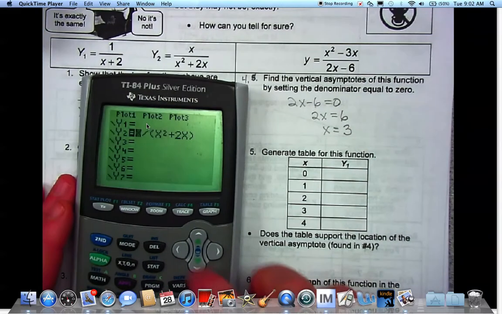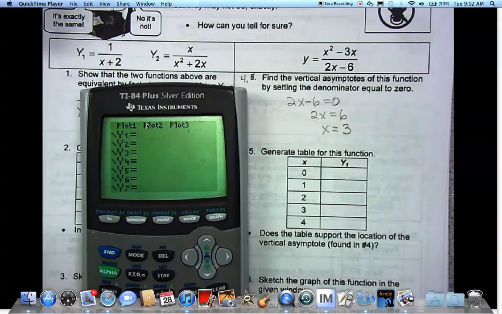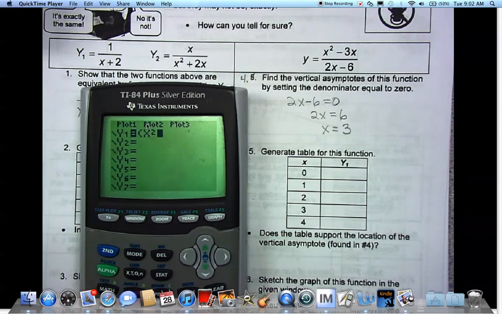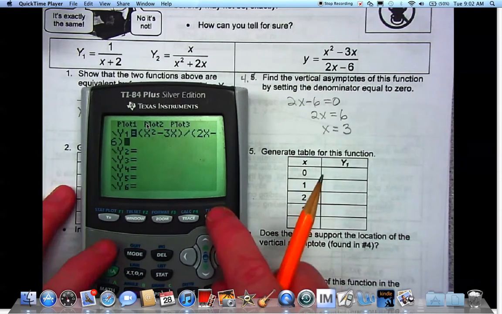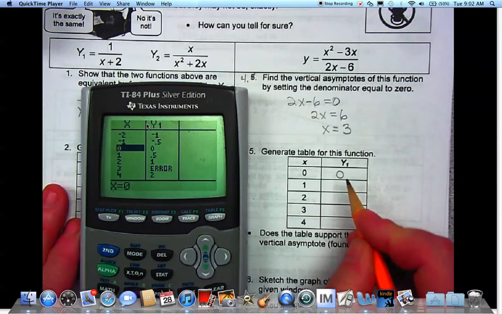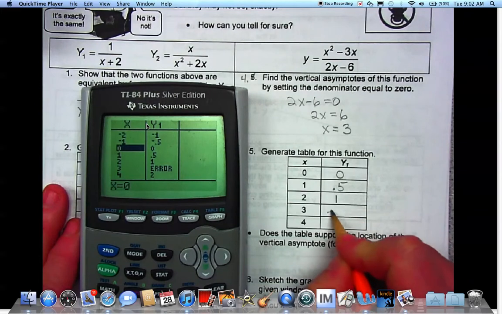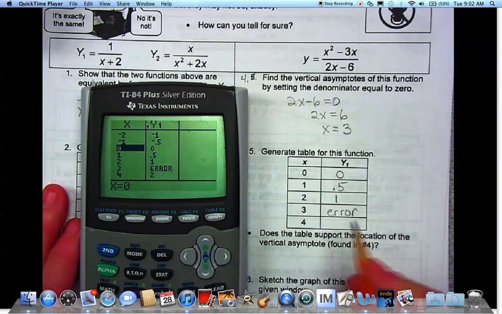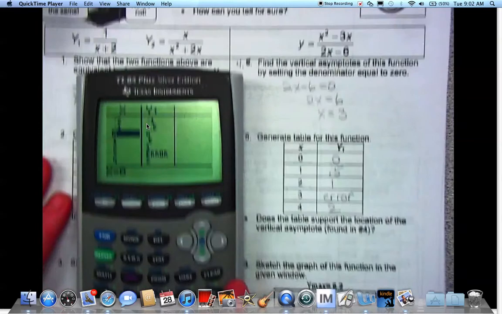So we're going to plug in, we have to do parentheses around the numerator and the denominator. X squared minus 3x divided by 2x minus 6. Yep, here's an error. Go to the table. 0, 0, 1.5, 2, 1, 3, error. All right. 4, 2. Okay, so there is an error.